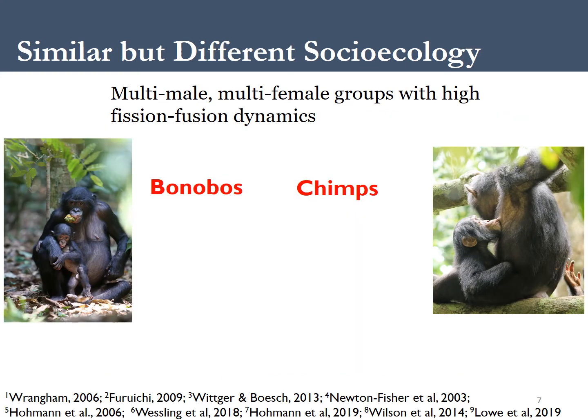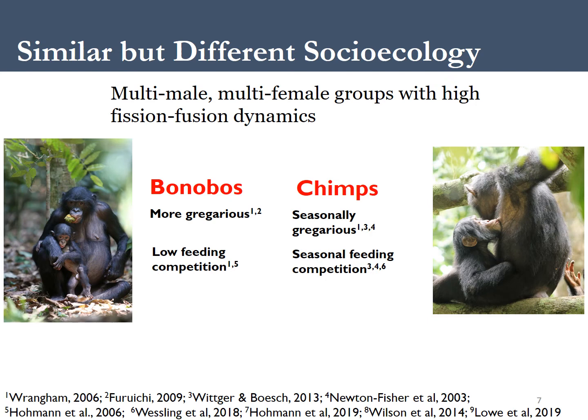These closely related apes live in multi-male, multi-female groups with high fission-fusion dynamics. However, they have very different socio-ecological settings. Bonobos tend to be more gregarious than chimps, and this is likely because of reduced feeding competition and more consistent resources in bonobos compared to chimpanzees. Related to this, intra- and intergroup violence in bonobos is typically low in intensity, whereas growing up as a chimpanzee can be difficult, with higher risks of infanticide when very young, but also with a greater risk of violence generally during development.